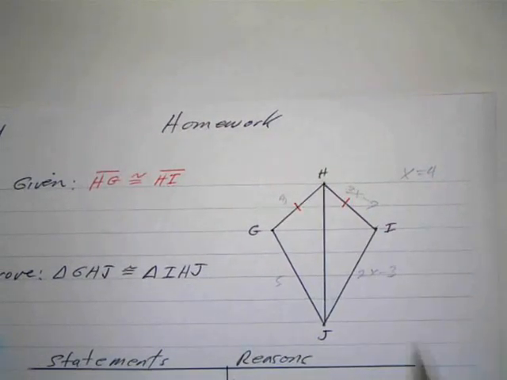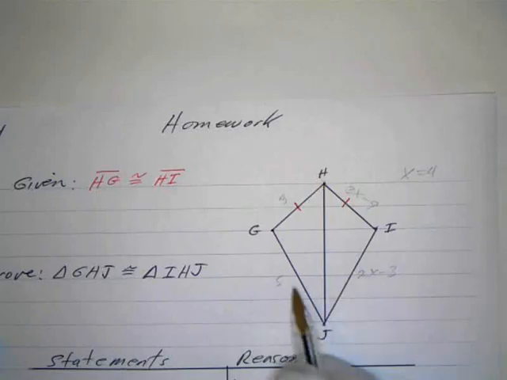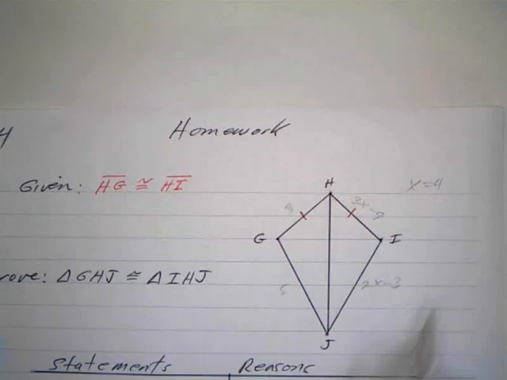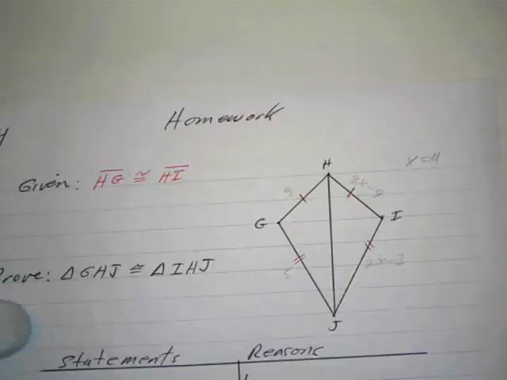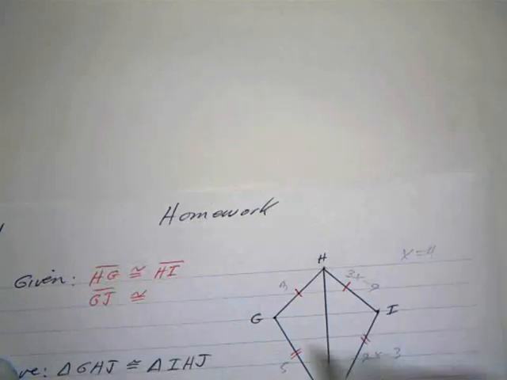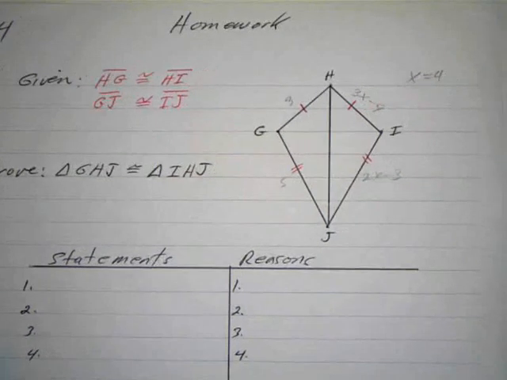We also have that since x is 4, this side is 2x minus 3 and this side is 5, but 2 times 4 is 8. 8 minus 3 is 5. So that means that these two segments are congruent. So that's basically all we wanted to do. So we would mark that with 2 marks. We can put that down as our second given. The GJ is congruent to IJ. All right. So those are our two actual givens.